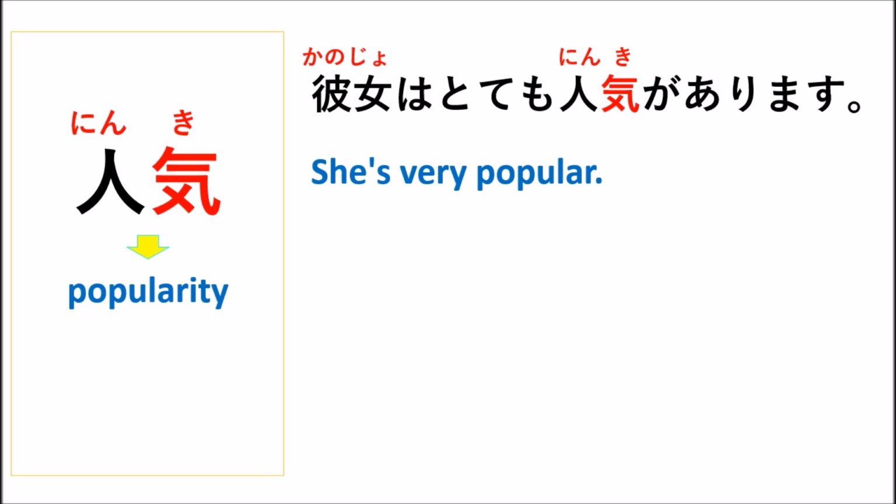For example, you become an idol overnight. First, you are not popular, but after you become a singer and you have an interesting song, you can be an idol overnight. After that, you are really ninki, you are really popular. In a case like this, you can say, "Kanojo wa totemo ninki ga arimasu." Or you can say another way like, "Ninki na hito desu." Kanojo wa ninki na hito desu. Or you can say, "Tanaka-san wa ninki na hito desu ne." This means Mr. Tanaka is a really popular person.